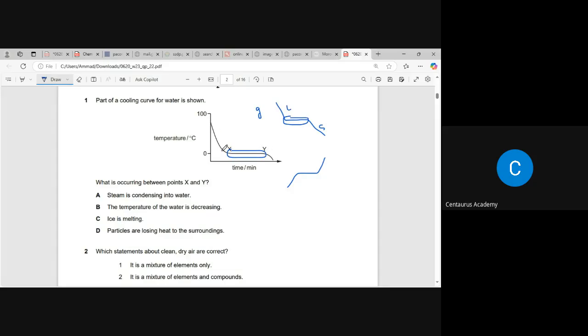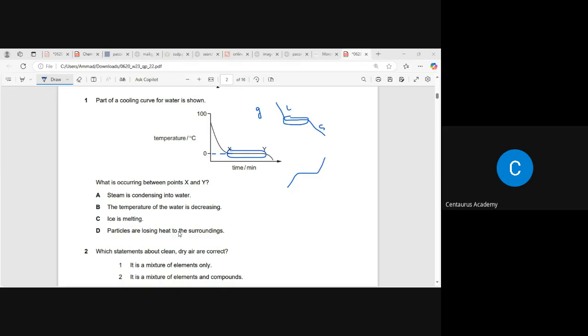And this is only part of the cooling curve. This is not your complete cooling curve. So at this point, this liquid is undergoing the process of freezing to be converted into a solid. So your answer must be, is it A, B, C, or D? Steam is condensing into water? No. We said that at 0 degrees Celsius, this is freezing which is taking place, and then there is no steam.